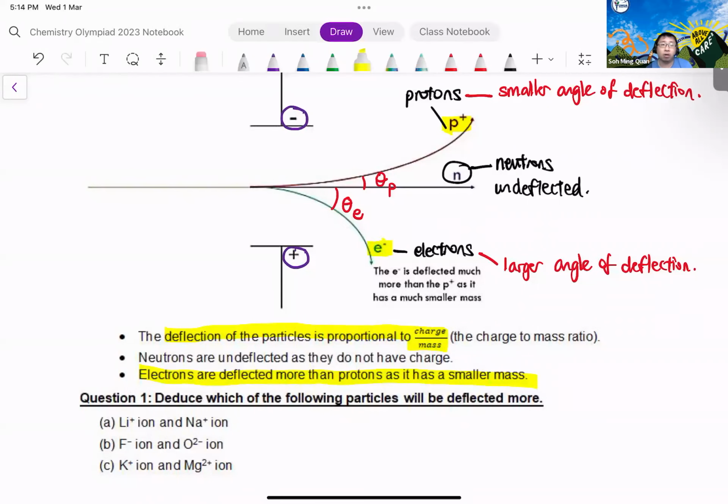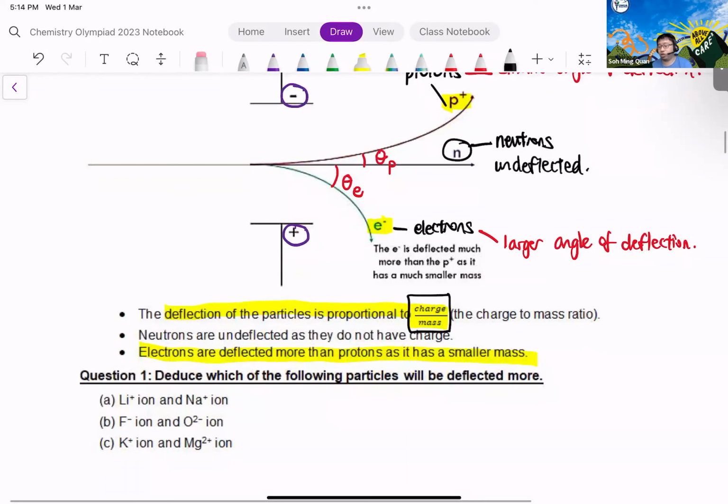Okay, now we will not go very deeply into charge to mass ratio today. We will go deeply into it when we do metallic bonding later on. But charge to mass ratio is something that you will encounter again and again, especially if you do more chemistry later on, be it in JC at A level or in poly if you do chemistry related courses. You will realize this concept of charge over mass keeps coming out. So therein lies the first question.